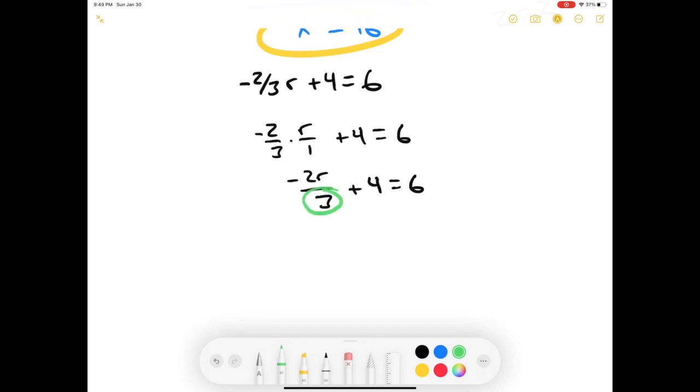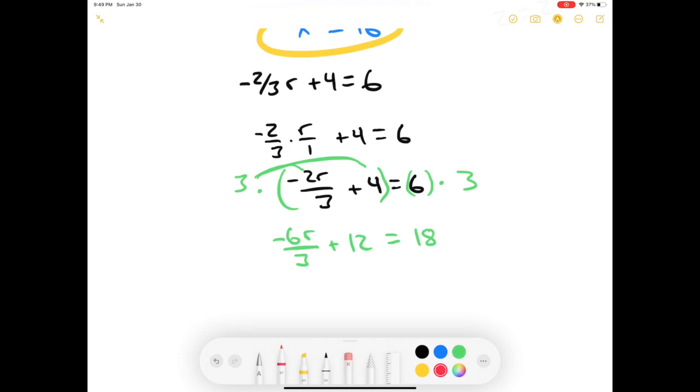So I've got that denominator of 3. I'm going to multiply the whole equation by that denominator. This is where it gets a little tricky looking at it this way, because I have to use the distributive property on one side of the equation because there's multiple terms. So I do 3 times negative 2r over 3 and 3 times 4. So 3 times negative 2r over 3 is negative 6r over 3, plus 3 times 4 is 12, equals 6 times 3 is 18.